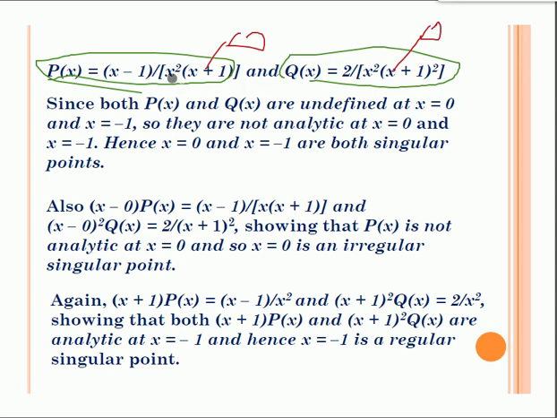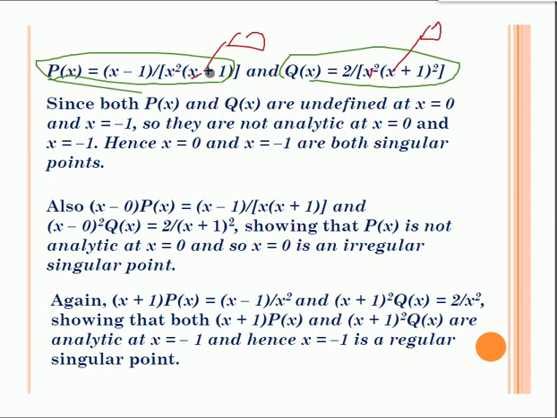Check x equal to 0. Obviously it will become 0. Here also x equal to 0 becomes 0. So the denominator becomes 0, and something divided by 0 becomes infinite, so it is undefined. That means they are not analytic at x equal to 0. Now put x equal to minus 1.